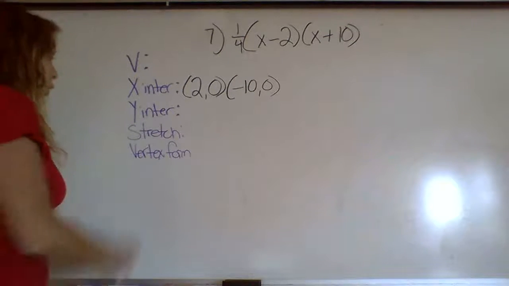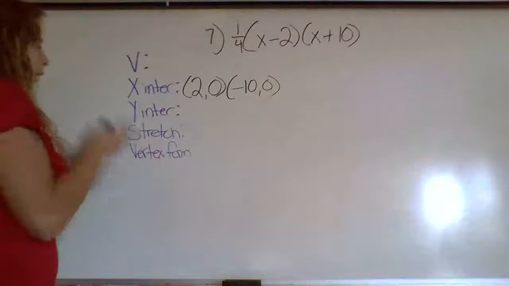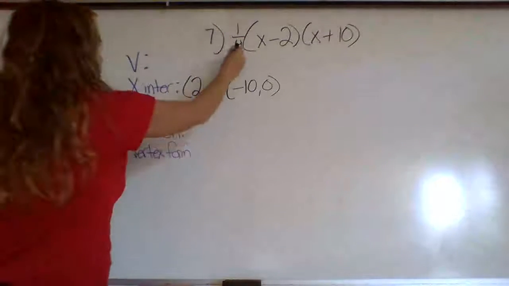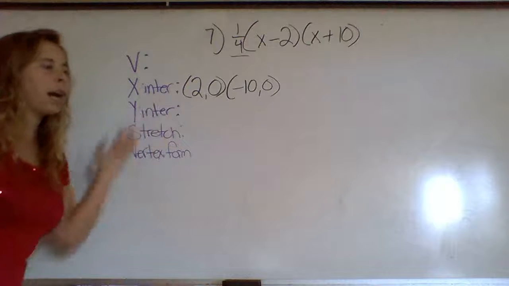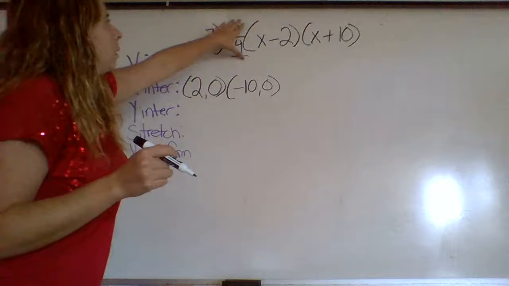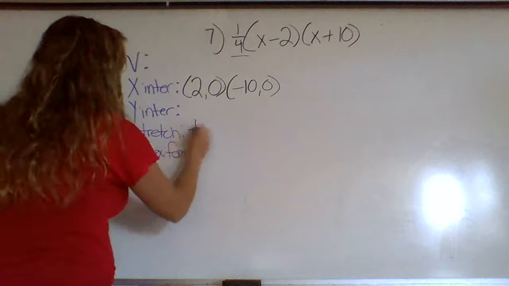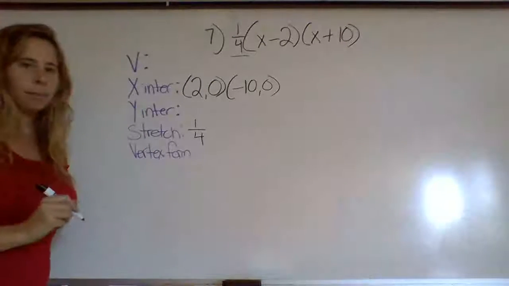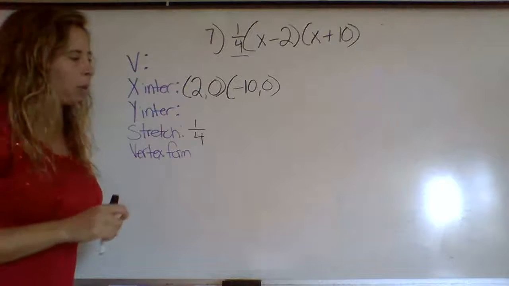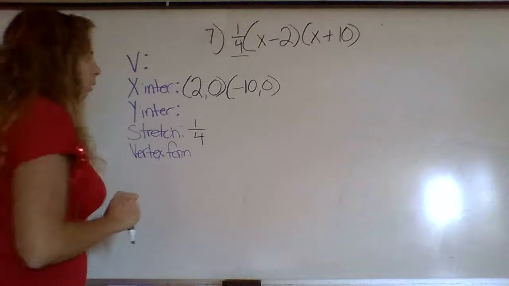You can call it a stretch, but this is actually a shrink. It's 1/4. Remember, it's whatever is in front of the parentheses, whether it be a fraction, a decimal, or a whole number. That means your parabola is going to be wider than normal because you're multiplying it all by a fraction.